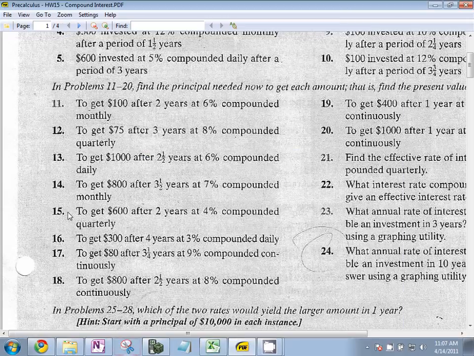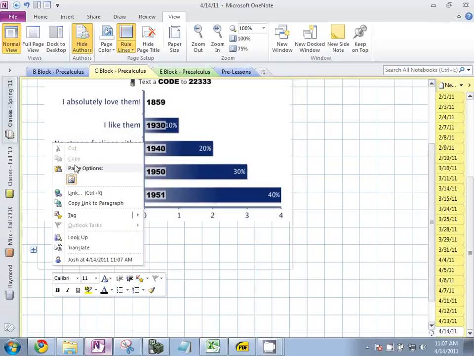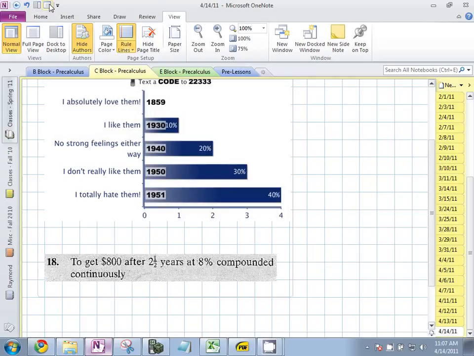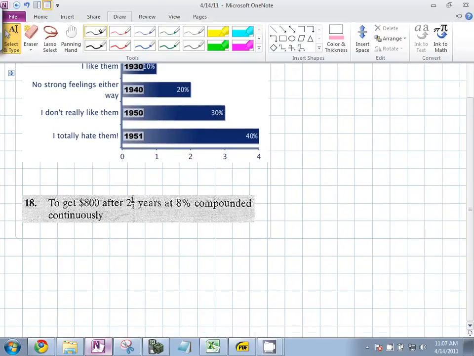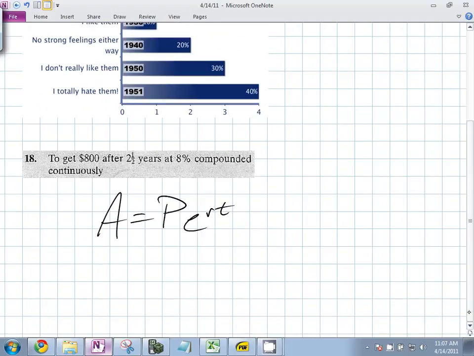So what formula is for continuous interest? P, E to the R, T. Like that, P e to the rt. Only e is being raised to the rt power. So what amount do we want to have?